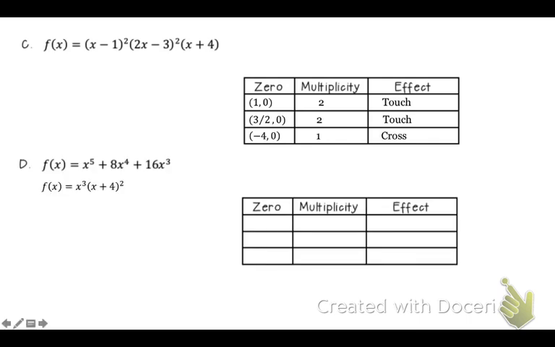This one, if you factor it, you'd get x cubed and x plus 4 squared. So 0, 0, multiplicity of 3, crosses. And then negative 4, 0, multiplicity of 2, and it touches.